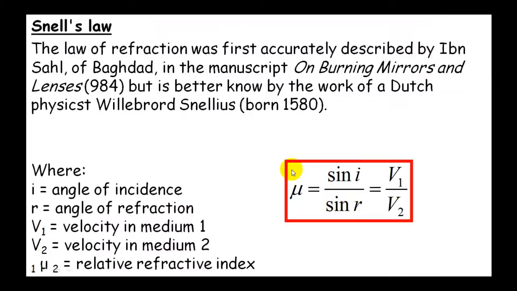Okay, so this is more commonly known as Snell's law. It was first accurately described by Ibn Sahl of Baghdad, but it is better known by Mr. Snellius. Right, so the important things about the formula are that as long as the units for speed, velocity, are the same, centimeters per second, meters per second, kilometers per second, it doesn't matter, it's a ratio. This symbol mu is what's called the refractive index, and because these are both ratios, this doesn't have any units either.